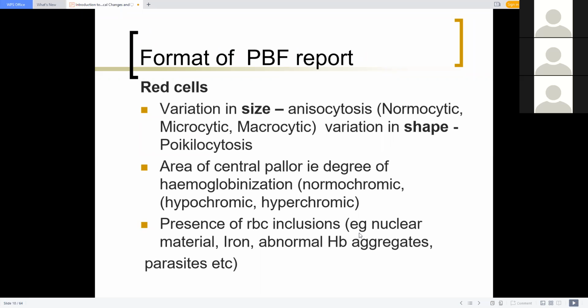So the first thing that we describe about red cells is if there is a variation in size. Remember, I said that the normal red cell is referred to as normocytic. So the variations in size can be either the red cell is smaller or the red cell is larger. If the red cell is small, we call that a microcytic red cell. All right, microcytic red cells. And needless to say, there are clinical conditions or diseases that will give you microcytic red cells.